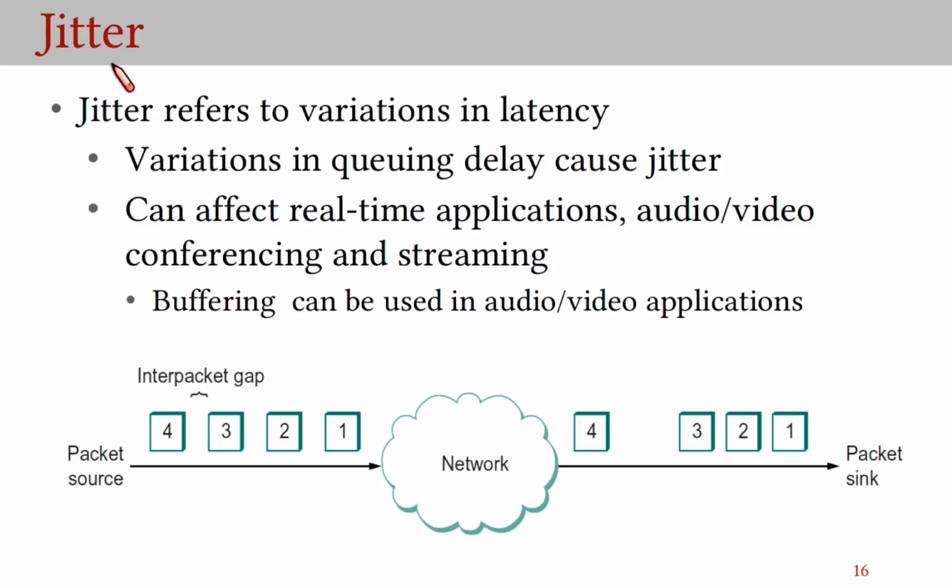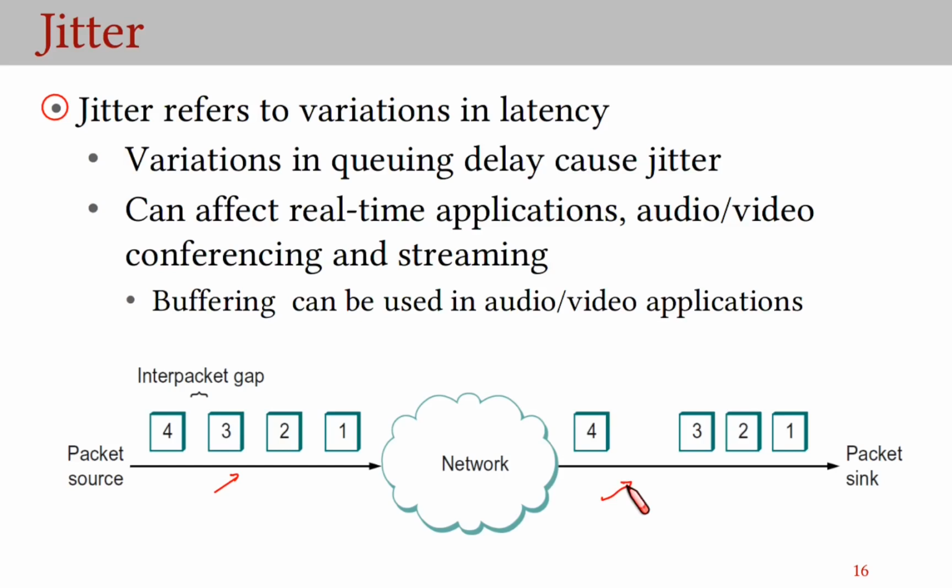Jitter is a performance metric that is important for time-sensitive applications such as audio video streaming, conference calls, sensor actuator loops, and real-time applications in general. Jitter refers to variations in latency. Although the sending process may generate packets at regular intervals, the operating system and queuing delay variations cause these packets to arrive at the receiving process at irregular intervals.